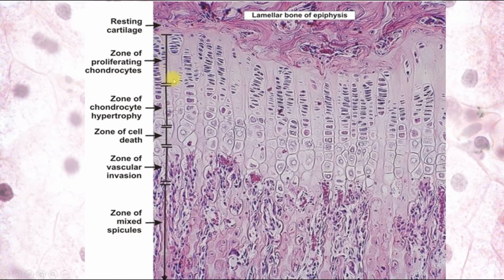Deeper is the zone of proliferating chondrocytes. Chondrocytes, cartilaginous cells, are proliferating. They are undergoing numerous mitotic divisions. Here we can see them, and it's a region of cartilage growth. Deeper, there is the zone of chondrocyte hypertrophy. Here we can see this zone. Next is the zone of cell death. Chondrocytes are dying here. Deeper, we have the zone of vascular invasion, where blood vessels are growing inside the metaepiphyseal plate or epiphyseal disc. And the deepest zone is the zone of mixed spicules.